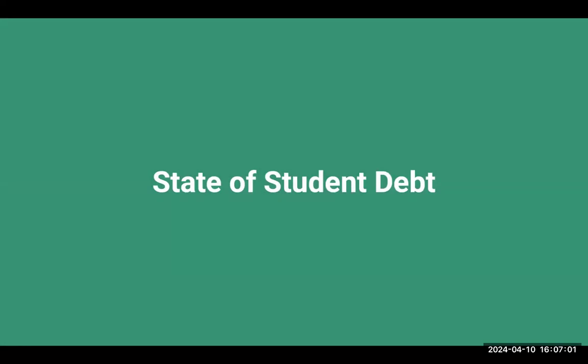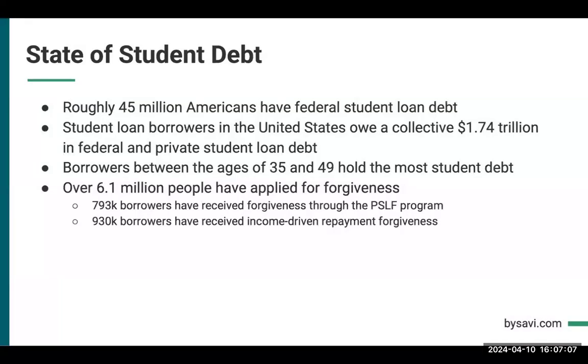But first, we're just going to start off with a brief state of the union when it comes to student debt. And most of this will not be too unfamiliar to you, especially if you have student loans and are attending this workshop. Roughly 45 million Americans have federal student loan debt, owing a collective $1.74 trillion in both federal and private student loan debt. Now, borrowers between the ages of 35 and 49 hold most of this student debt.